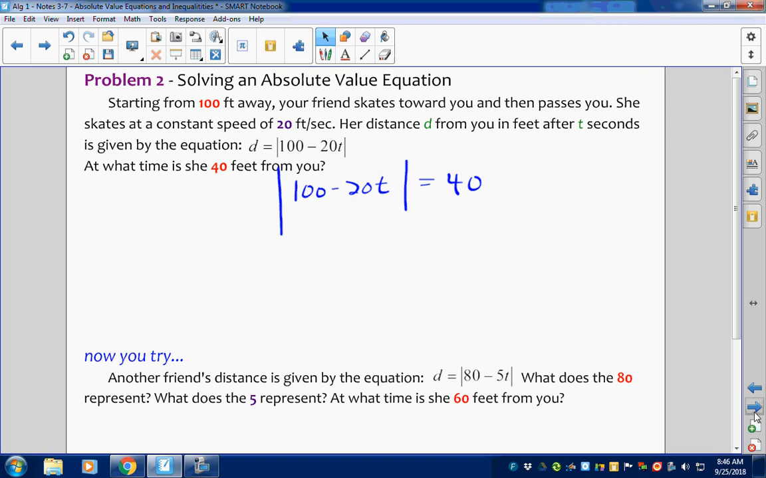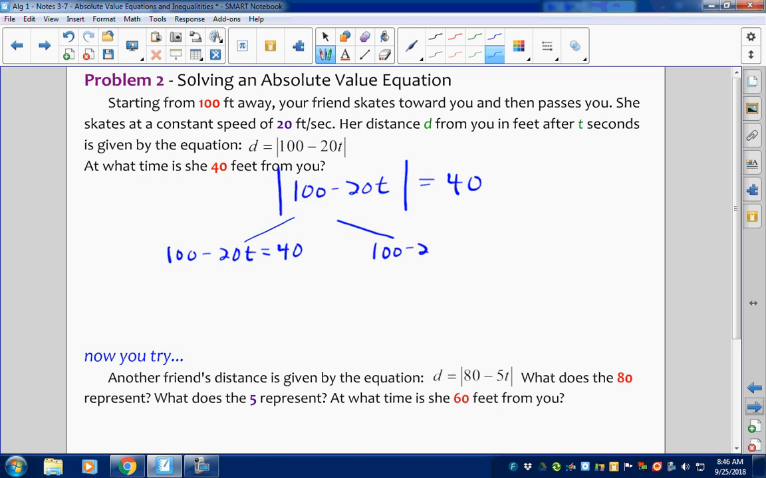So I'm going to split this into two cases. Just trying to make the absolute value symbol big enough so it doesn't look like it's a 1. So we have 100 minus 20t equals 40, or 100 minus 20t equals negative 40. Those are the two cases.